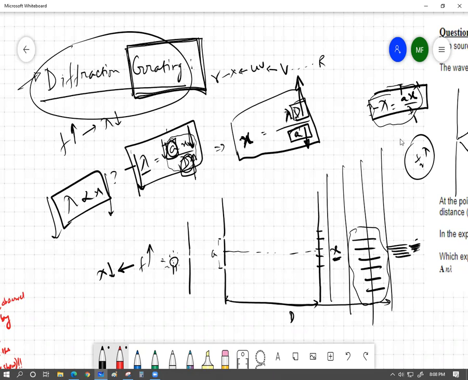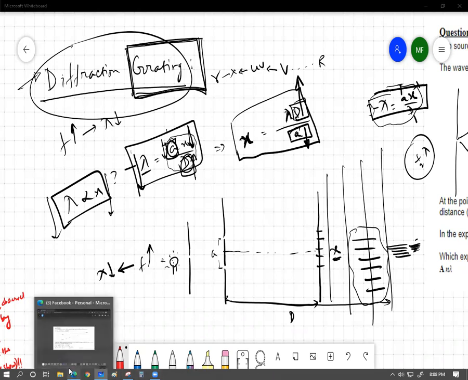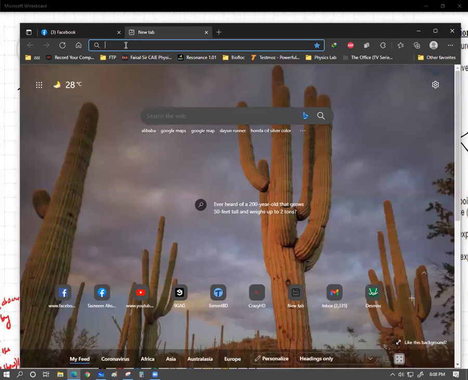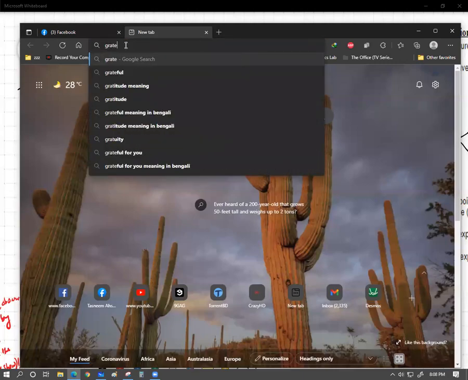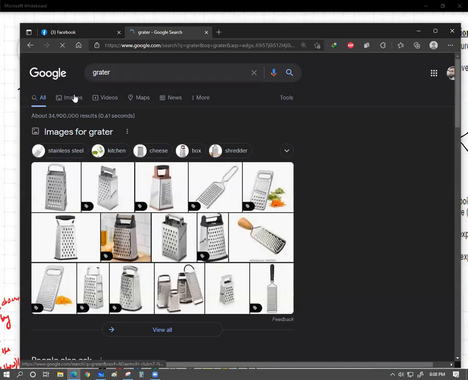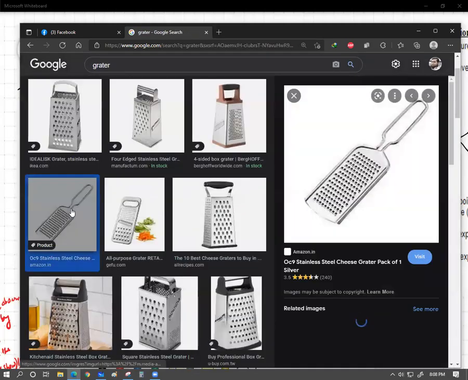Google, I guess, sir. Let me show you the image of a grater. These are what we call graters. Have you seen any of these ever?